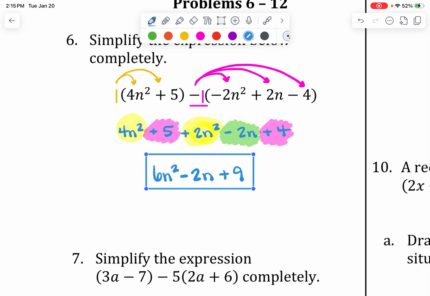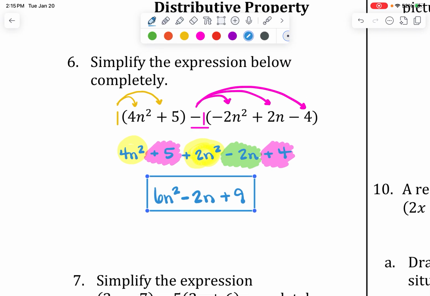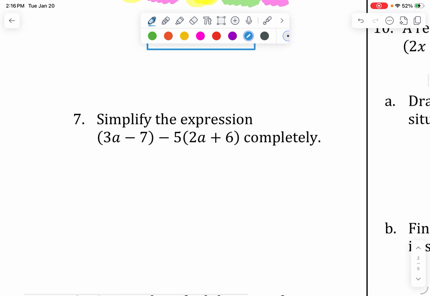This is an expression, which means it cannot be solved, right? All it means to simplify is to distribute and combine like terms. That is literally all you have to do, and then you're done. Okay? Same thing on number 7, right?